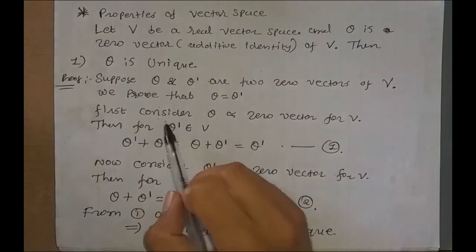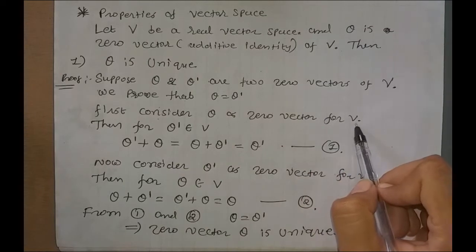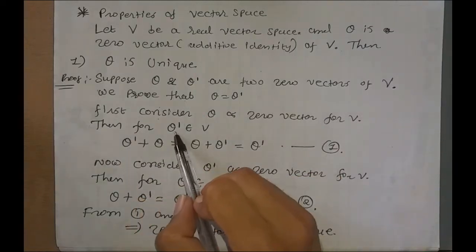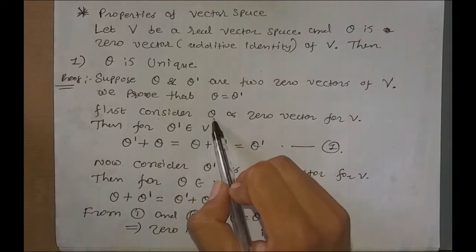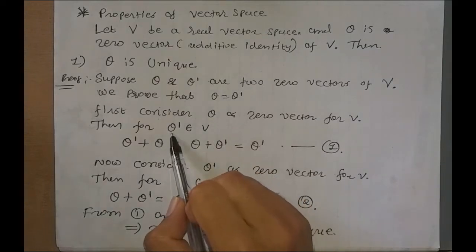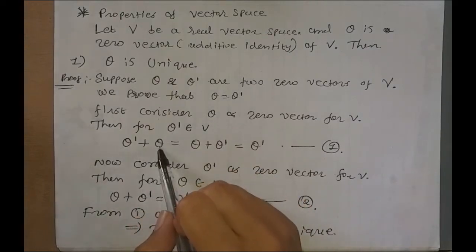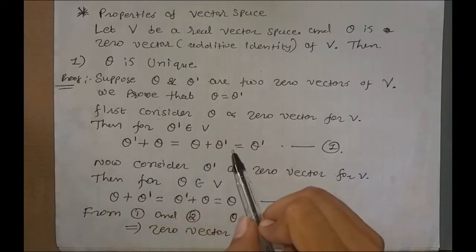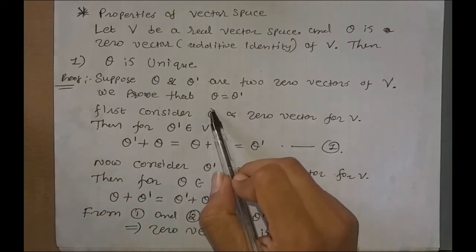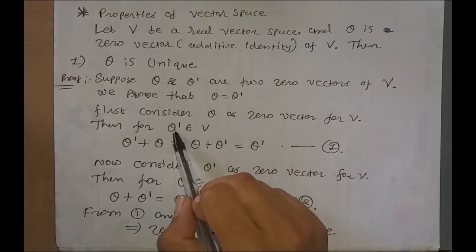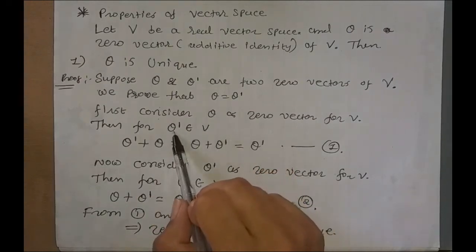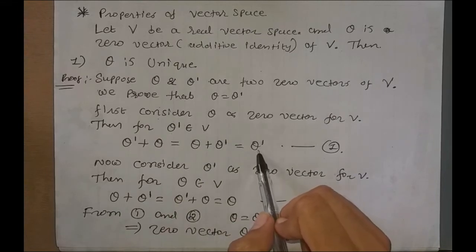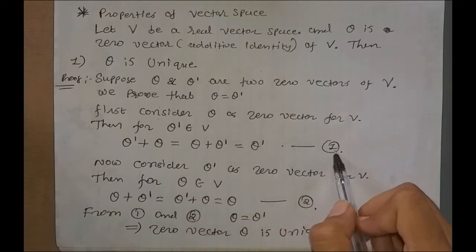First of all, we consider theta as the zero vector for the vector space V, and theta dash as some element of vector space V. Now theta dash plus theta is equal to theta plus theta dash is equal to theta dash, because theta is the zero vector and theta dash is an element of V. When we add the zero vector to any element, we get that element. So we get theta dash. Give it equation number 1.